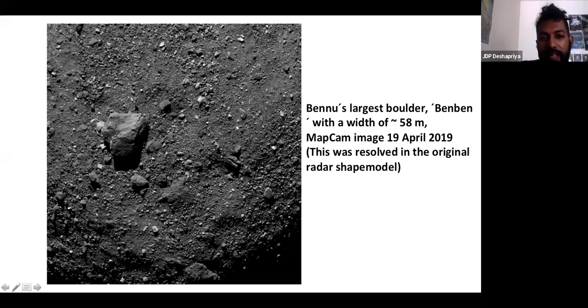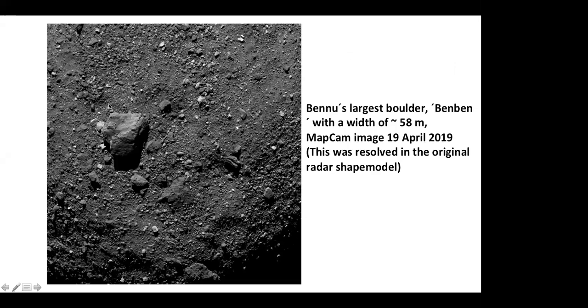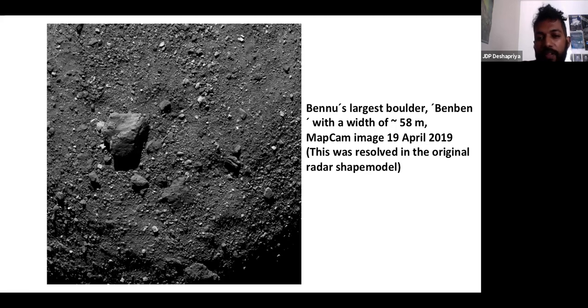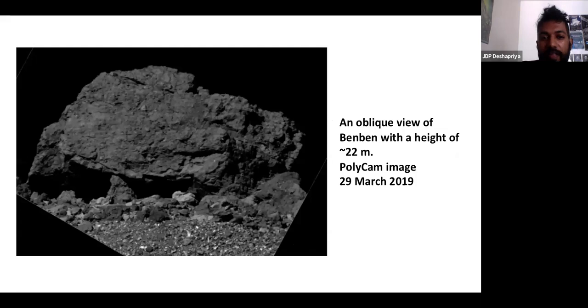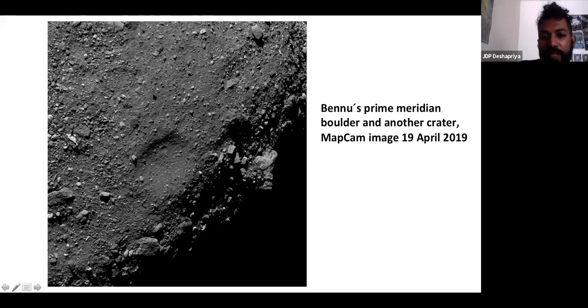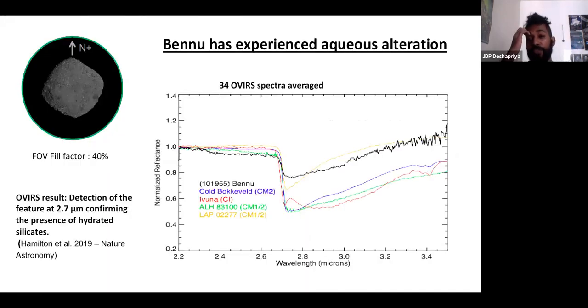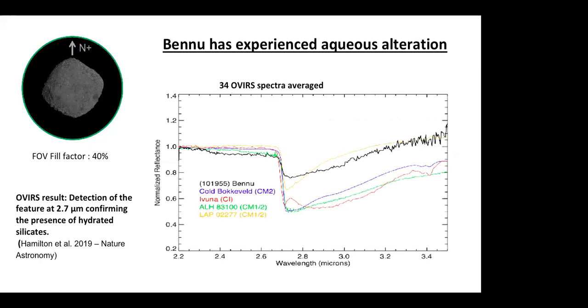And here is the largest rock on Bennu, which is about 58 meters in its largest dimension. This was also a feature that was resolved in the original shape model using radar data. And this is again the same object. Here you can see its height, which is about 22 meters. This is an image taken at a different angle, of course. And again, some geological features that are present on Bennu. Yeah, so now I would get into major spectroscopic results.